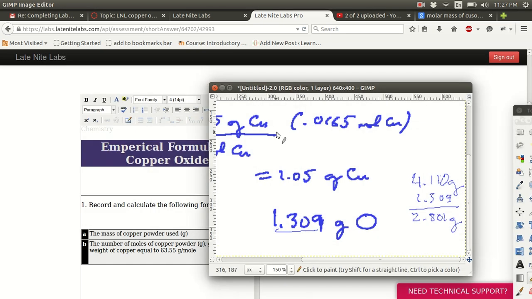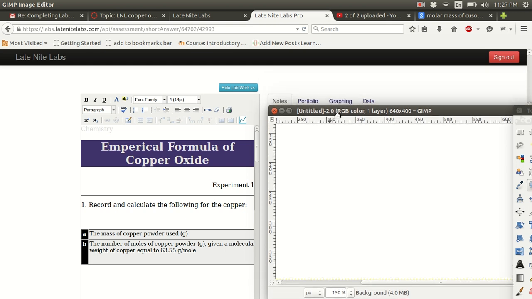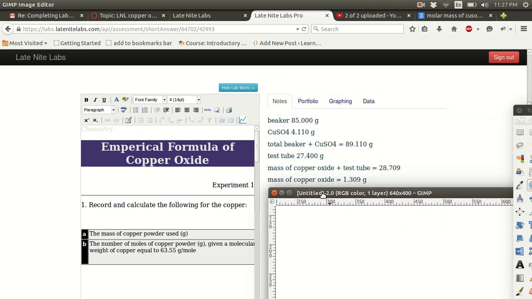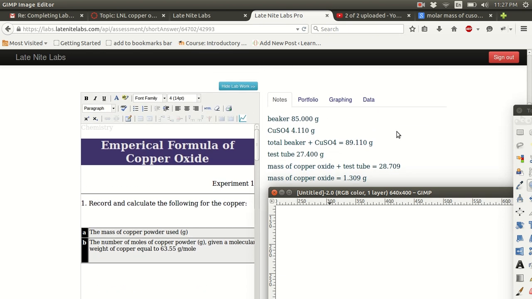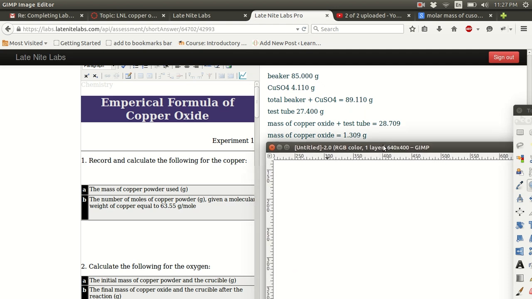Hi, it's Glenn, and I'm here to run through the calculations of experiment number 2 for the empirical formula of copper oxide late night lab. Now, there are some calculations in here that are pretty complicated. I think you have seen these, or you will see these this week in the lecture portion of the course. But I still want to do this in some detail just because somebody asked for it, and I want to help as much as I can.